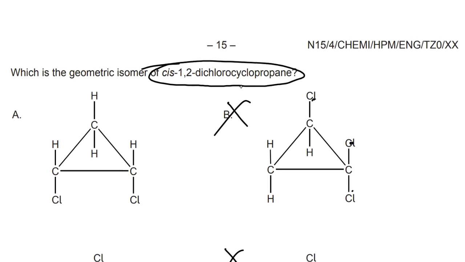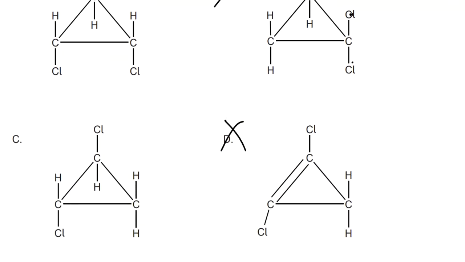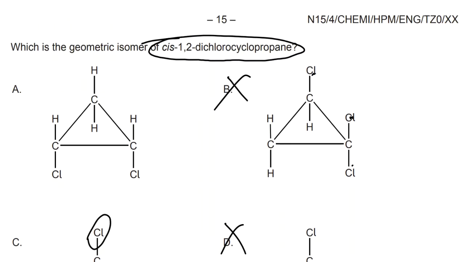Cyclopropane, they're all cyclo. But cis means they're on the same side, and trans means they're on opposite sides. So if we look here, we have the chlorine, one on the bottom, one on the top. So that's going to be a trans molecule. So this one has to be the answer because cis means same side, which is the case here, and option C is trans. So we're going to be left with option A.